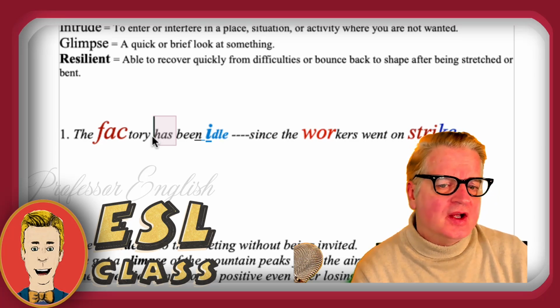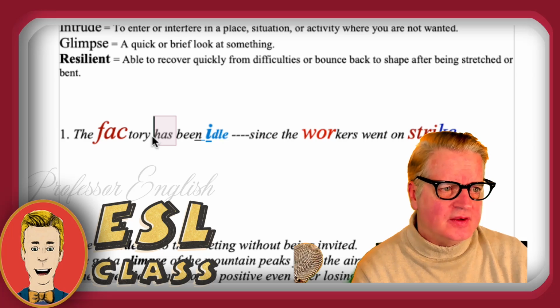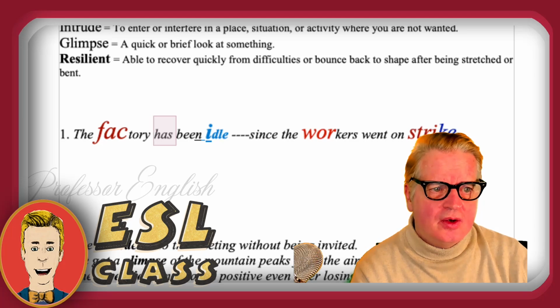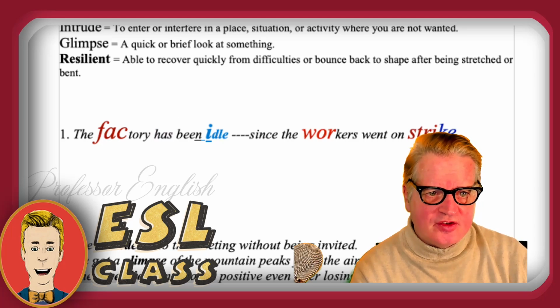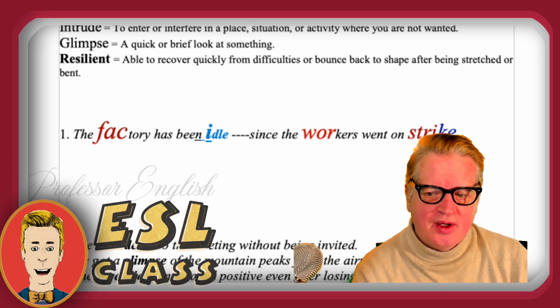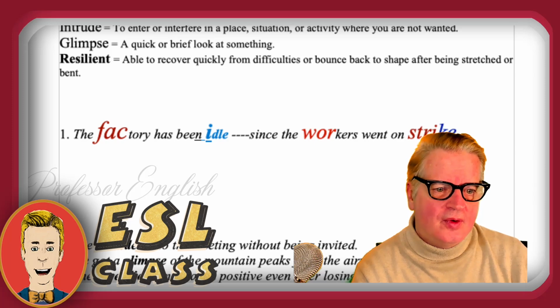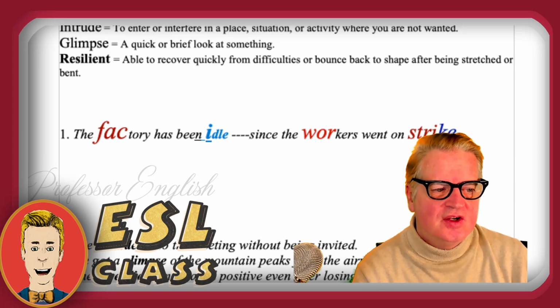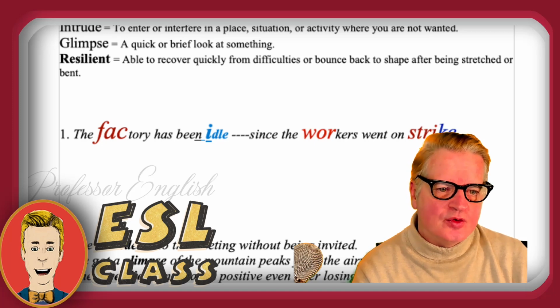Okay. Can you make the question again? How would you say that? Has the factory been idle? Has the factory been idle? Okay, now that you have the basic question form, you can make a when question. Just put when in front. When has the factory been idle? Okay, but let's say since when. We have to use that. We want to use the word since. Since when has the factory been idle?